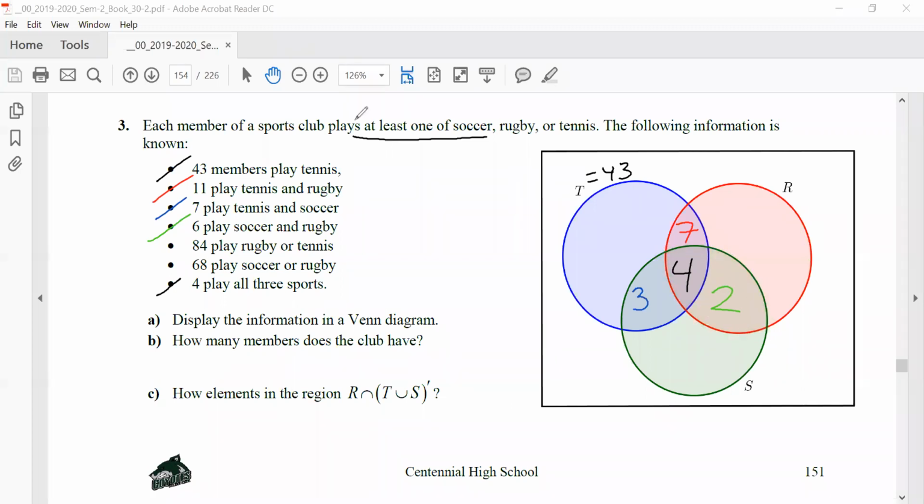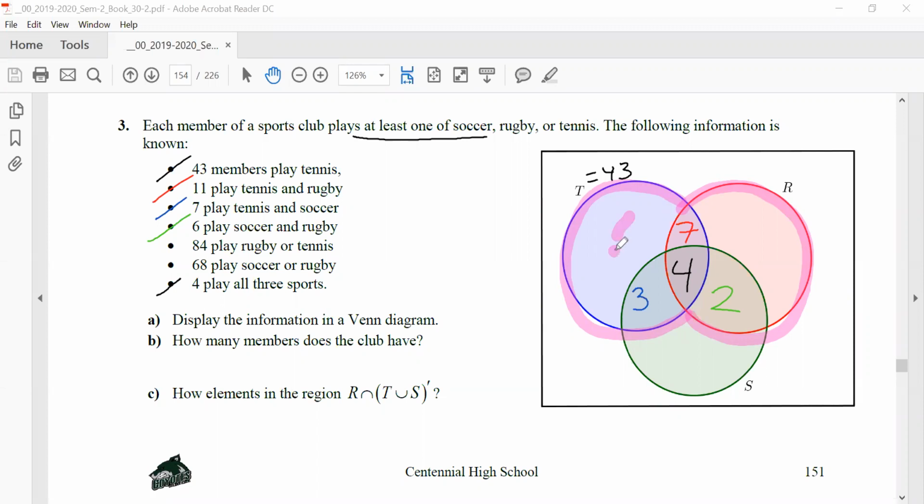Let's keep going. 84 play rugby or tennis. Okay, 84 play rugby or tennis. Well, where would that be? Rugby or tennis? Well, I'm highlighting in pink here. There's my 2 regions. I know that's 84, but look at it.